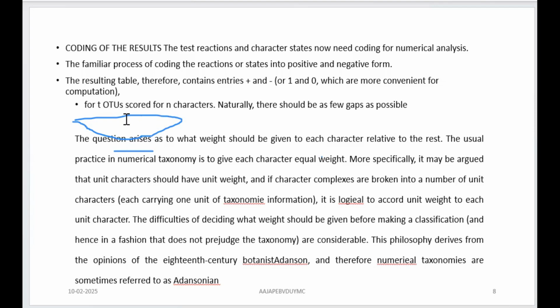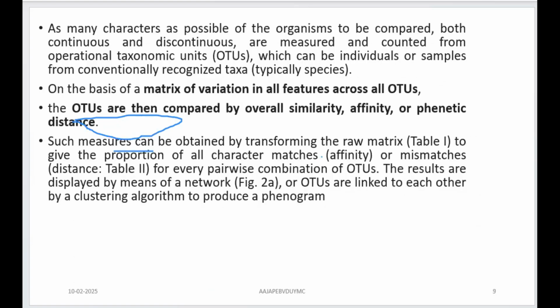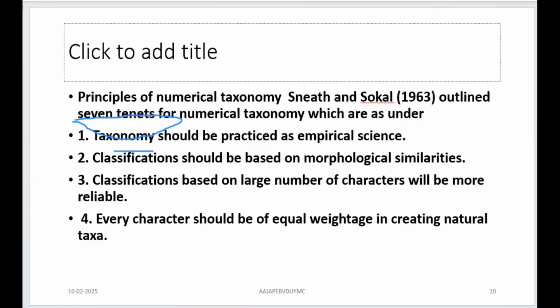Right, so OTUs and the number of characteristics are important. Now here there is one more terminology. Okay, this is what we have talked about. Let's take an example.